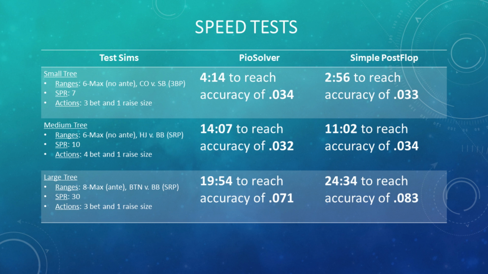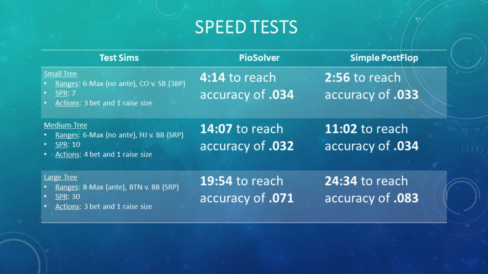PioSolver was able to compute the solution with an accuracy of 0.071 in 19 minutes and 54 seconds, and Simple PostFlop solved the sim with an accuracy of 0.083 in 24 minutes and 34 seconds. And these results are consistent with my personal experiences with these solvers thus far.